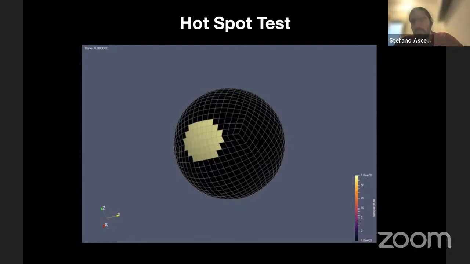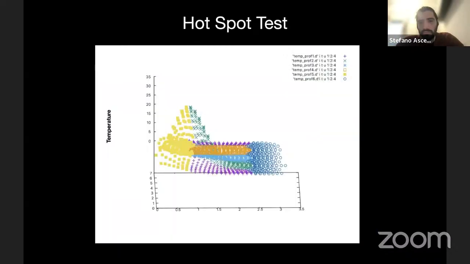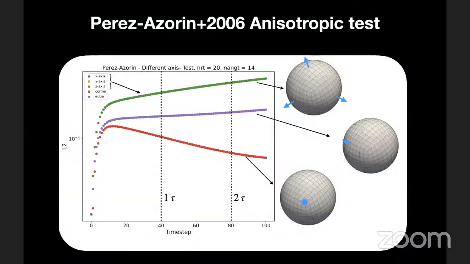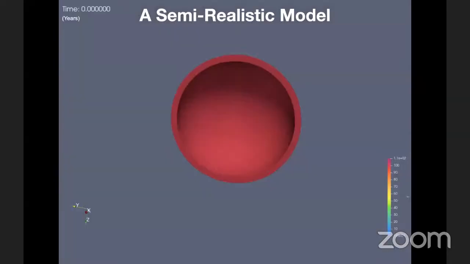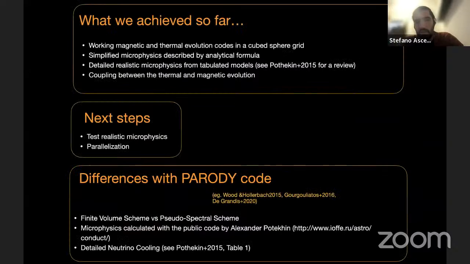Okay. Carlos? Yes, thanks. Thank you, Stefano, for the talk. I just have a curiosity about this last thing you mentioned, this other code, this parody code that uses this spectral method. Do you know what kind of functions they are using? I mean, what basis functions, spherical harmonics or something like this? I don't know, honestly. I think spherical harmonics, but I don't know the details of this code.